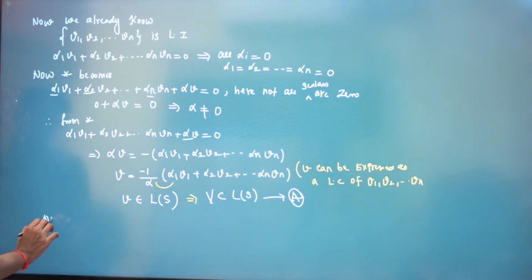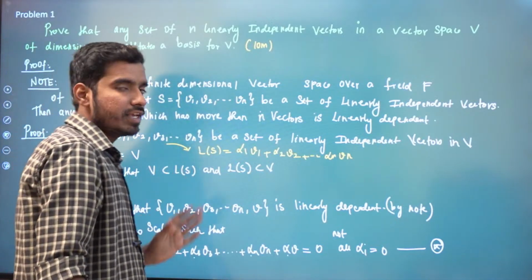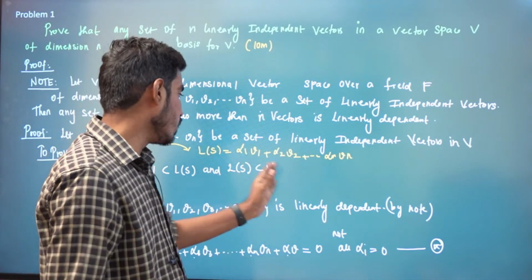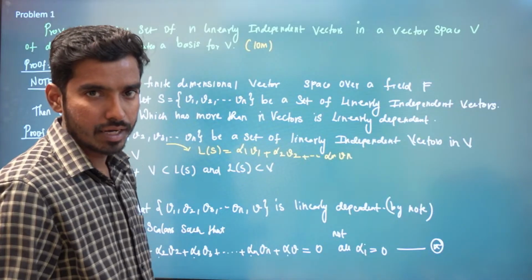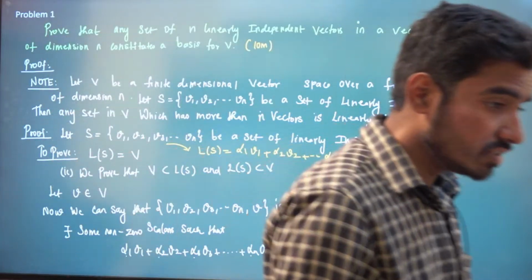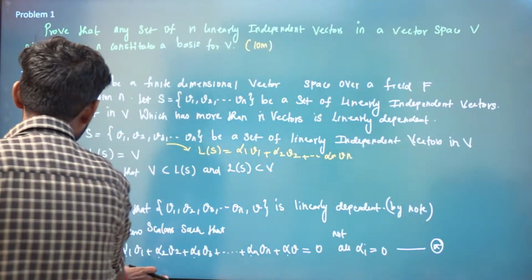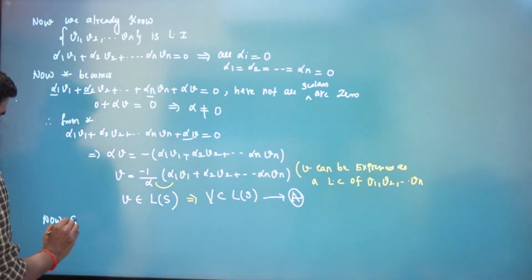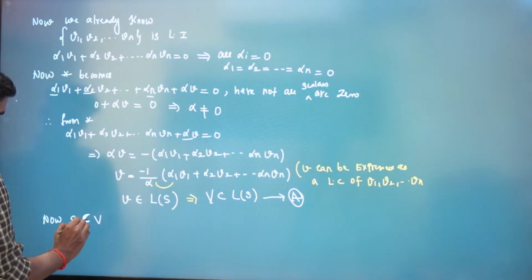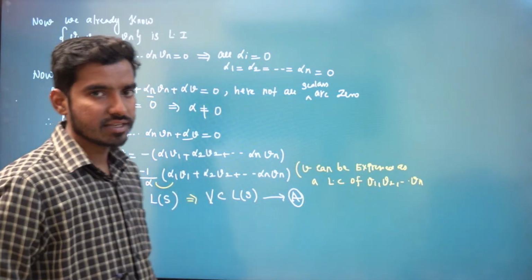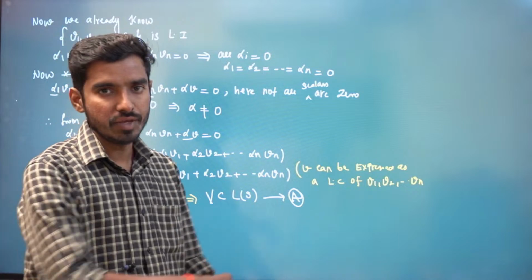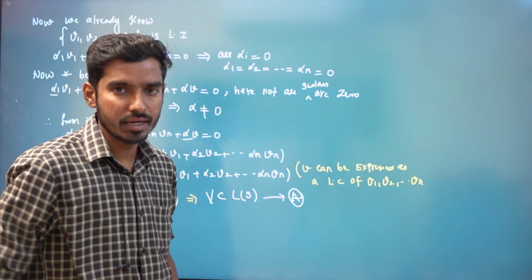Now we'll prove the second part. We have proved V is contained in L of S. Now we need to prove L of S is contained in V. That is very simple. We have S is contained in V. V consists of all those vectors, and S consists of linearly independent vectors in V, so obviously S is contained in V.